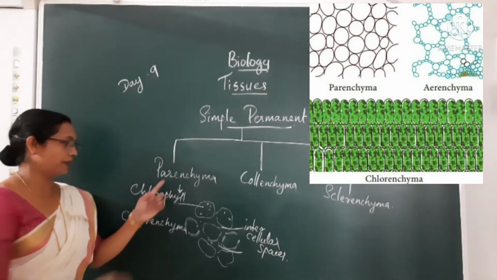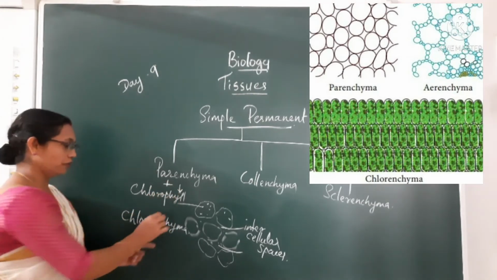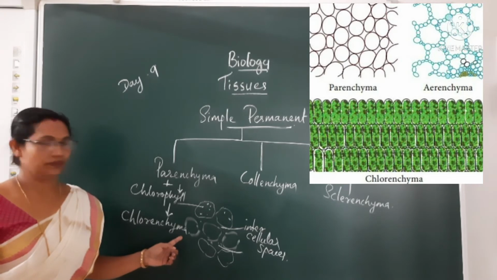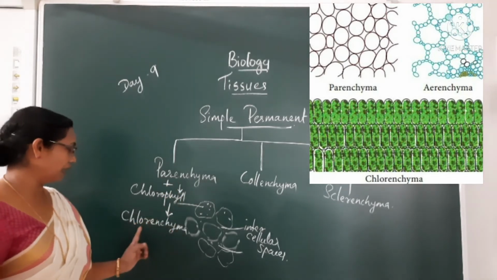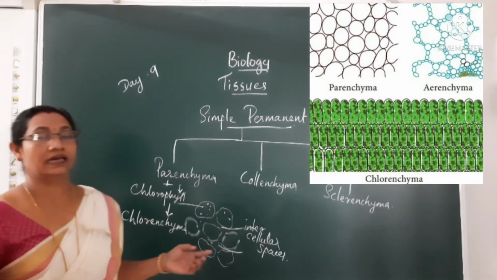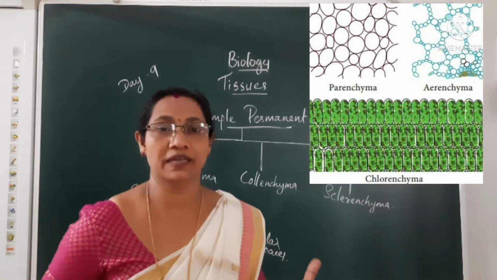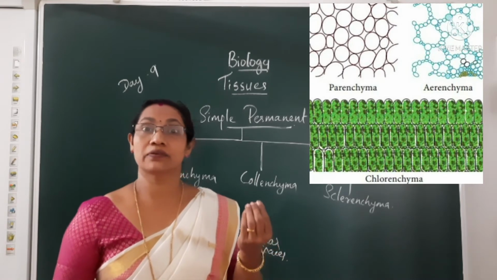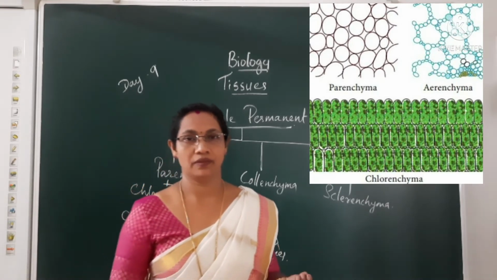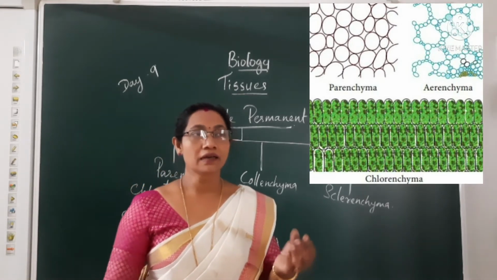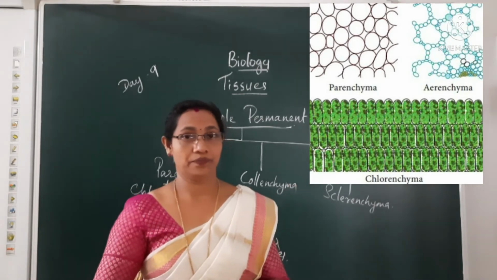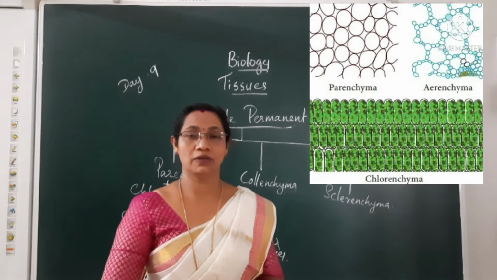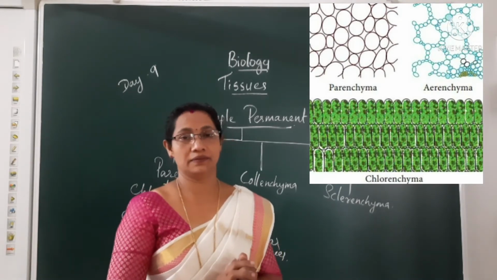Chlorenchyma. So parenchyma with chlorophyll are known as chlorenchyma, that are present in the green parts of the plant body. And you know, in the case of aquatic plants, in the case of lotus and all, their leaves and all float on the water.